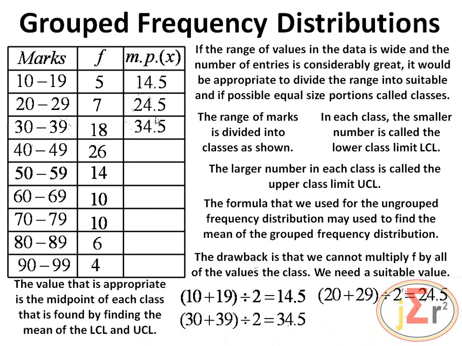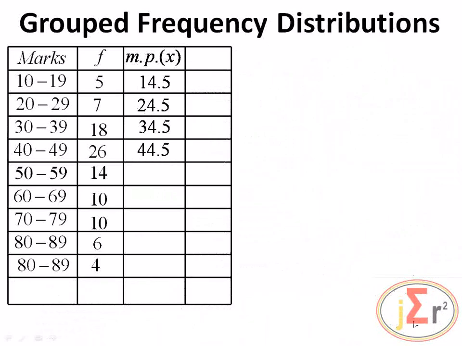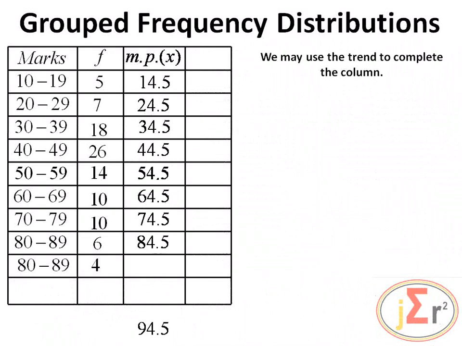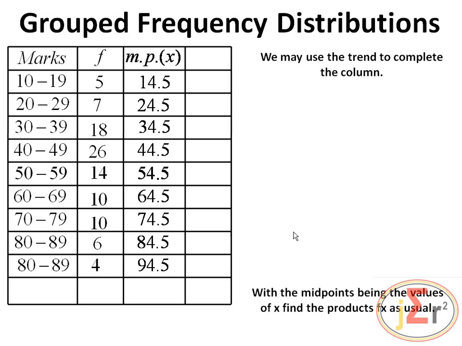Notice that we have a pattern right there. 40 plus 49 divided by 2, 44.5 also goes there. We may use the trend to complete the column. Right, so we can just take advantage of the fact that we have 14.5, 24.5, 34.5, 44.5. We can see a trend. We are always going up, adding 10 each time.